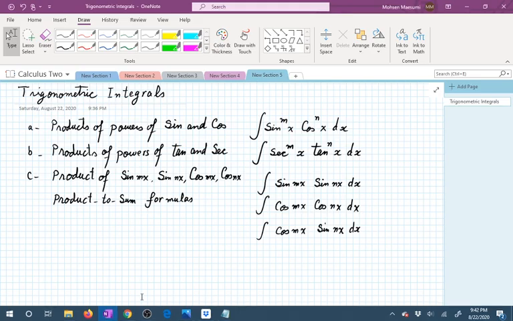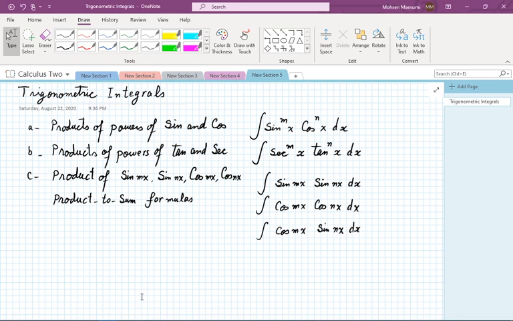Trigonometric integrals refers to a variety of products of trigonometric functions for which we can give an easy recipe for calculating the integral. We are going to take a look at three types. One is a product of sine and cosine to various powers. Another one, product of secant and tangent to various powers. And the third type is product of these functions but with the argument being a multiple of x as opposed to x itself. So you can have product of a sine of mx and sine of nx, or it can be cosines, or it could be a mix of two functions.